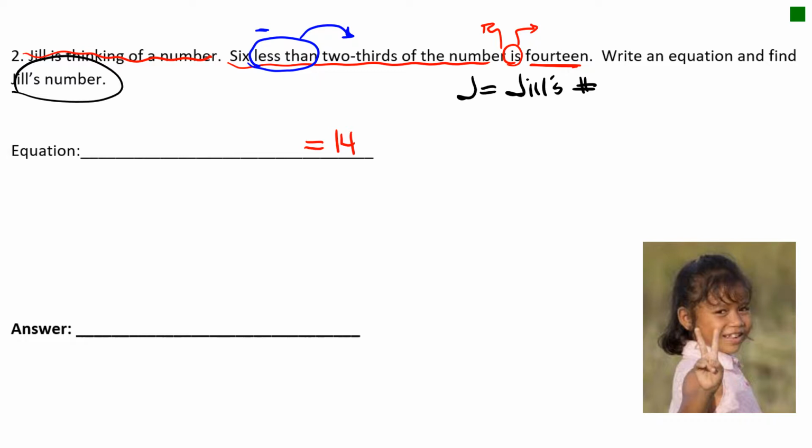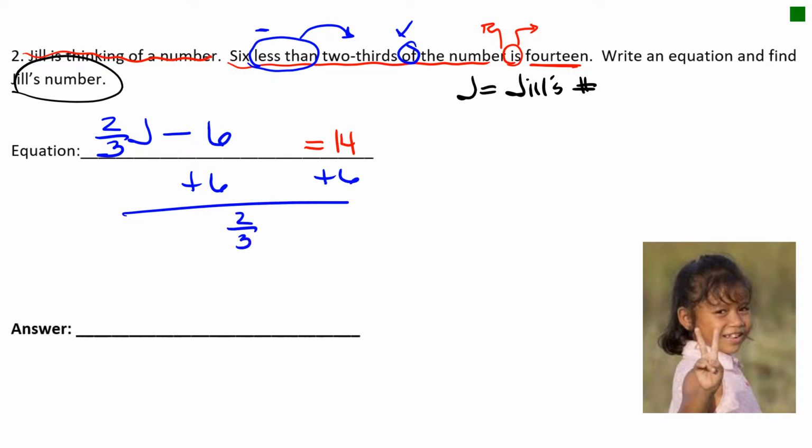So we've got 2/3 of the number. Of is multiplication. There's your multiplication word. So 2/3 of the number, it's Jill's number, that's J, and we want 6 less than that. So we're going to add 6. I have 2/3 J equals 20. I'm going to multiply by 3/2.